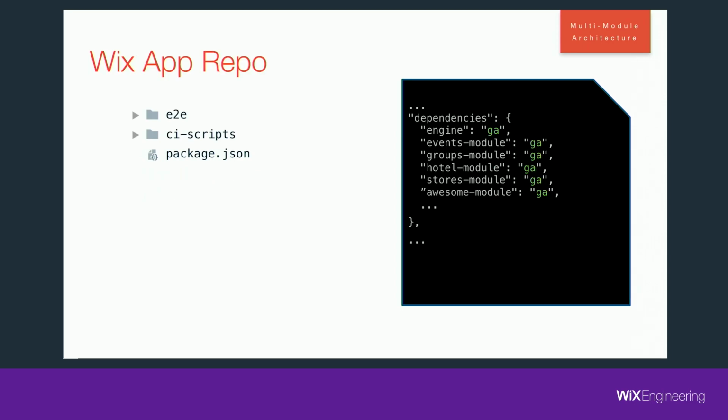Next, we have the Wix App repo. It's a really small repo with CI scripts and a package.json that lists all our modules and the engine. It connects everything together. And as you see, all the modules and also the engine are tagged with a special tag, GA, general availability. The meaning of this tag is that this version is stable. The GA version of a module, for example, awesome module, is the stable version of this module.